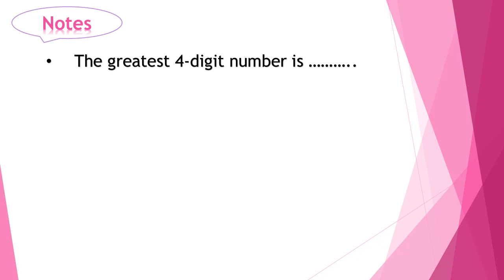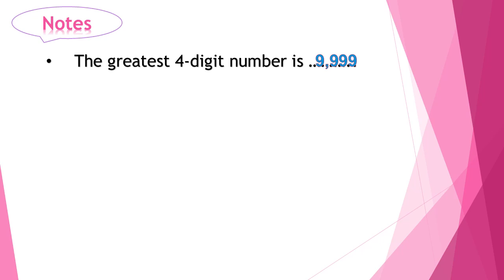Number 1, the greatest four-digit number. It means we have 4 digits, 4 places, 4 rooms: ones, tens, hundred, and thousand. We will put inside each place 1 digit. So the greatest digit I can put in any room is 9. So the greatest four-digit number is 4 nines, 9999. How can I read this number?